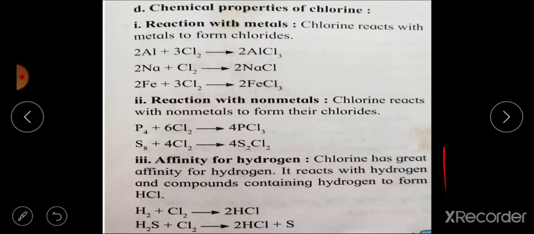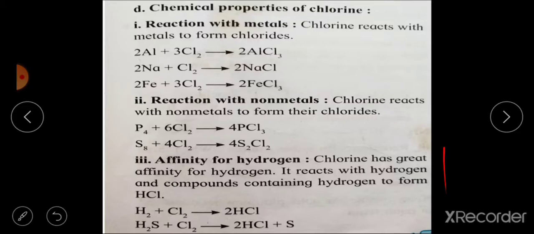ferric chloride is produced. Then reaction with non-metals. Chlorine reacts with non-metals to form their chlorides. P4, phosphorus, reacts with 6 chlorine molecules, 6 Cl2, to produce 4 PCl3, that is phosphorus trichloride. Then sulfur molecule, S8, reacts with 4 chlorine molecules to form 4 S2Cl2, that is sulfur chloride is produced.